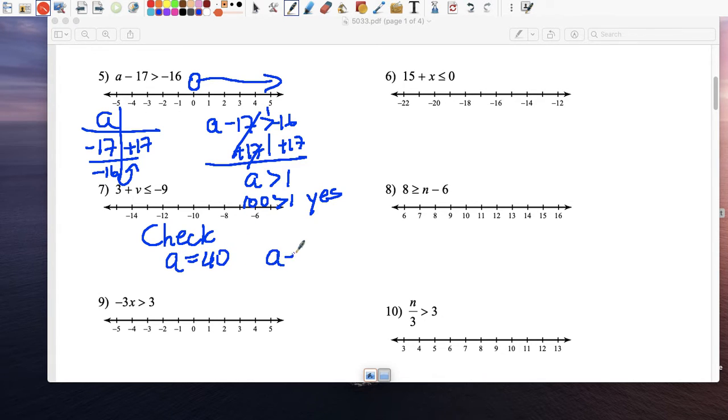Let's take the original inequality. Let's write it again. So a, we're going to change that to 40. 40 minus 17 is greater than negative 16. 40 minus 17 is 23. Is that greater than negative 16? Yes.